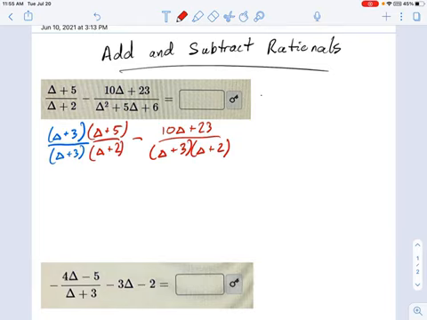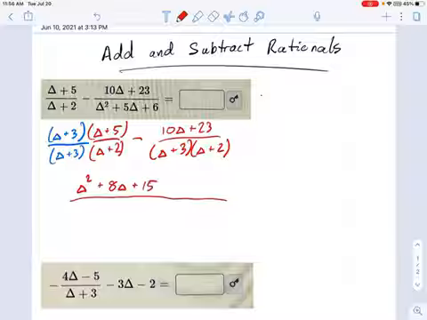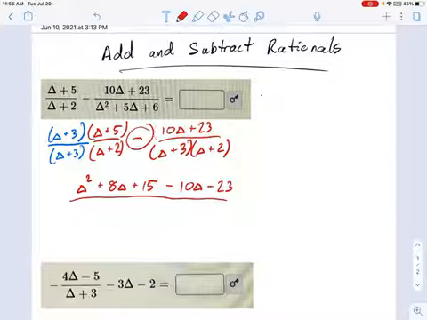Now we go through the multiplication and work this out. So I'm going to have to unfactor the top. What I mean is I'm going to distribute all multiplication terms. So this becomes delta squared plus 8 delta plus 15. That's the left term right here. And then the right one is minus 10 delta minus 23. Remember, this minus sign applies to both of these terms individually. So it's minus 10 delta and a minus 23.